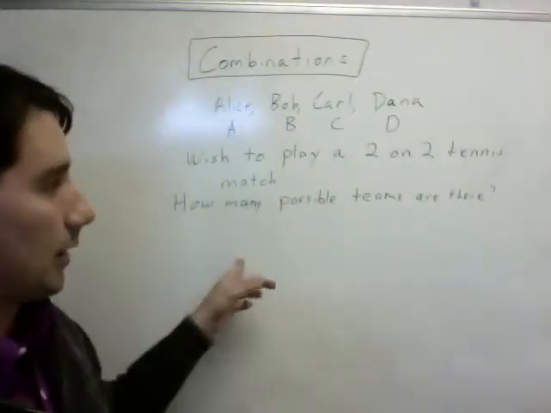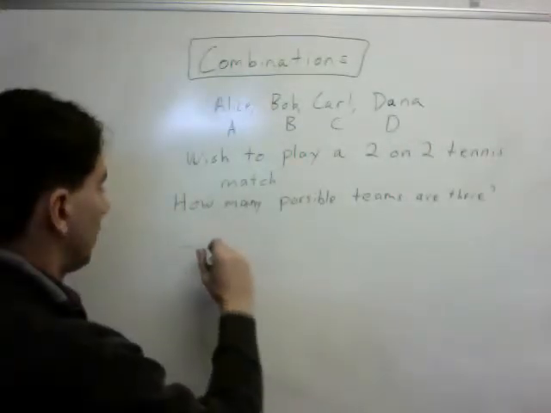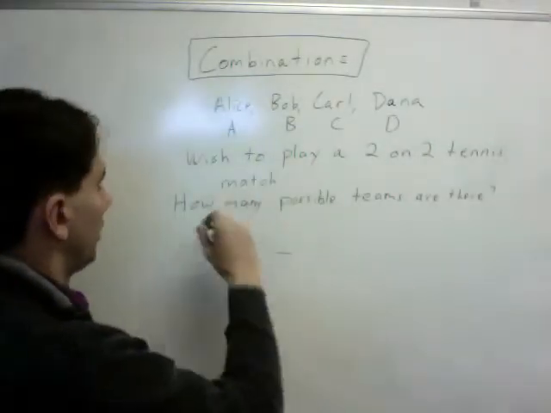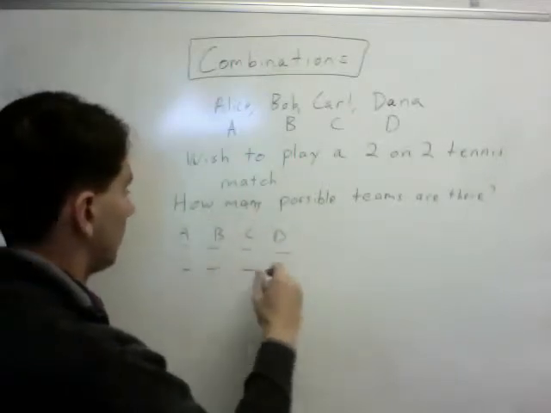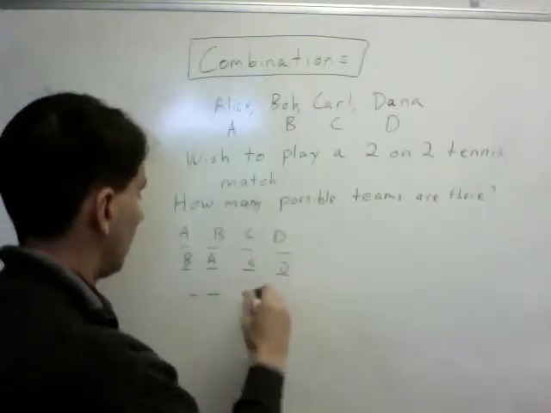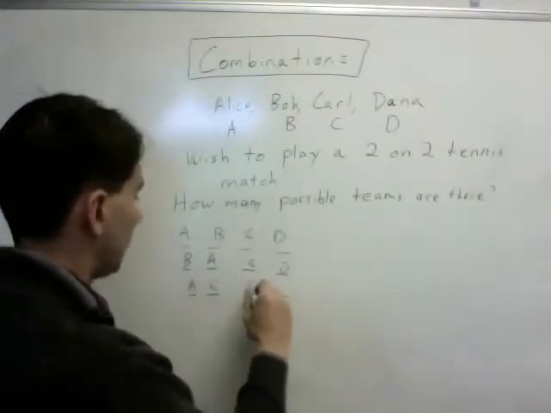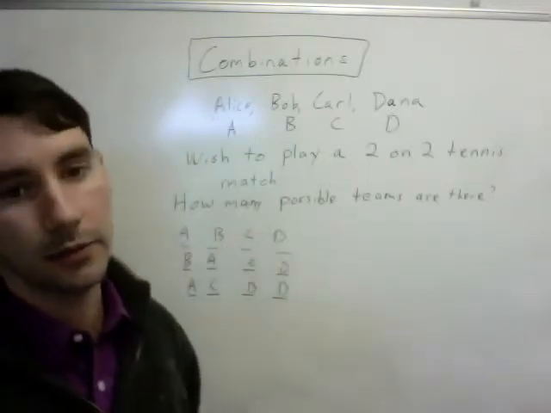So the question is, how many teams are there? Well, we could just look at the arrangements of the players. One arrangement would be A, B, C, D. One arrangement would be B, A, C, D. Another may be A, C, B, D. And so on. So we look at them in every possible order, just like we did with the 6 balls.